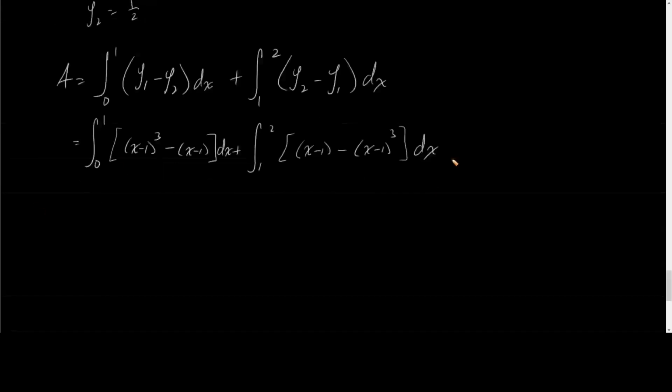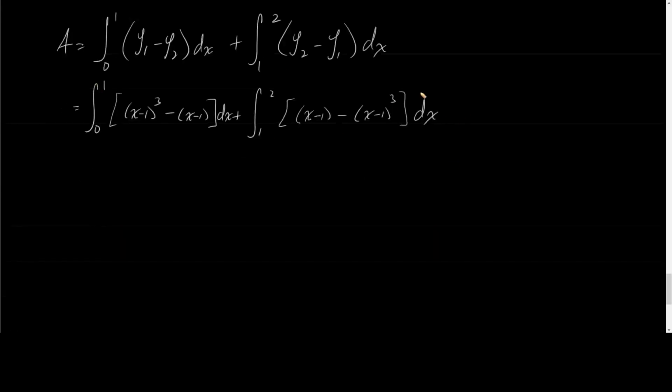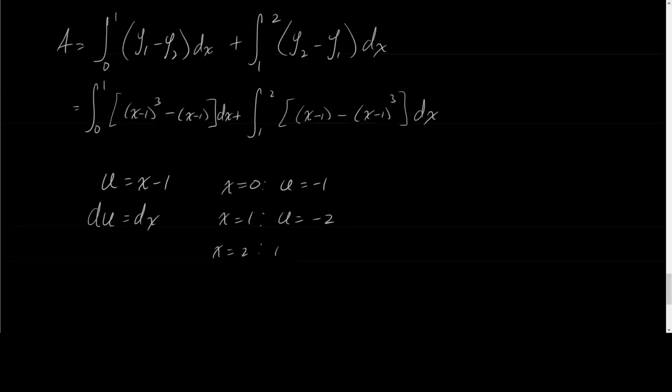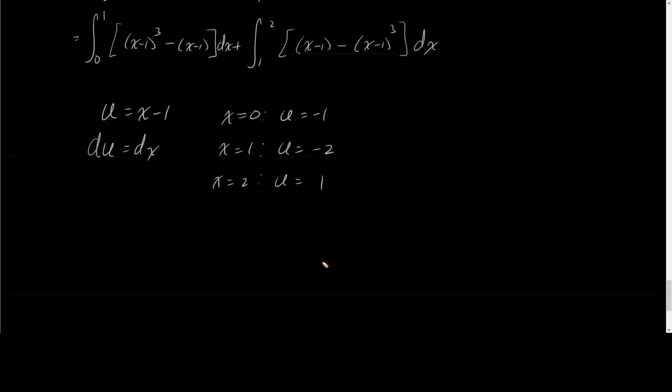All right. Now, in here, I don't want to expand all this stuff out, so I'm going to do a simple substitution. I'm going to say let u be equal to x minus 1. Then du would be just dx. When x equals 0, u equals negative 1. When x equals 1, u equals negative 2. And when x equals 2, u equals 1. Right? So what does that do for us now?